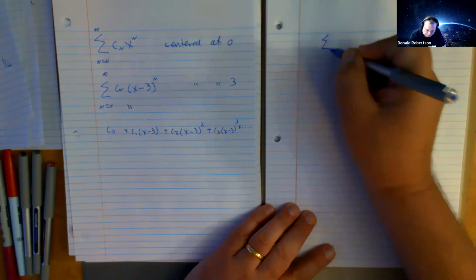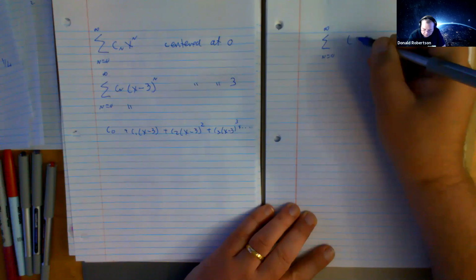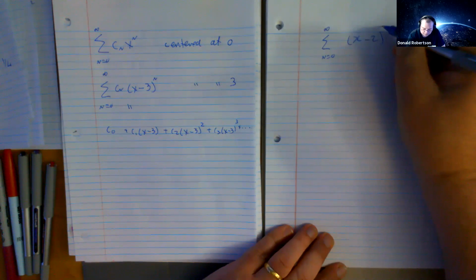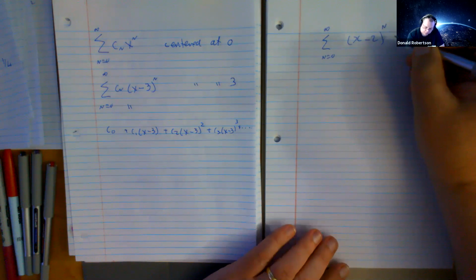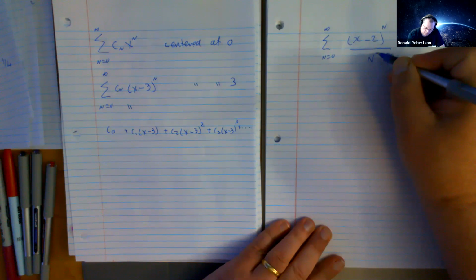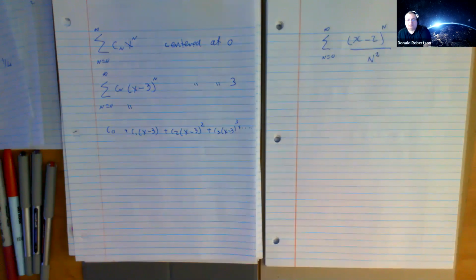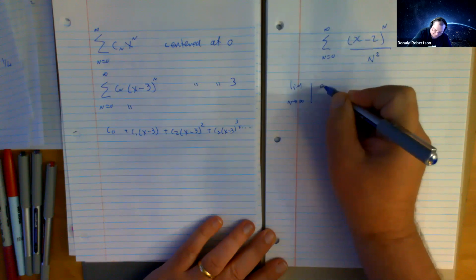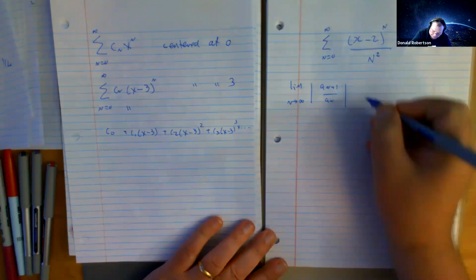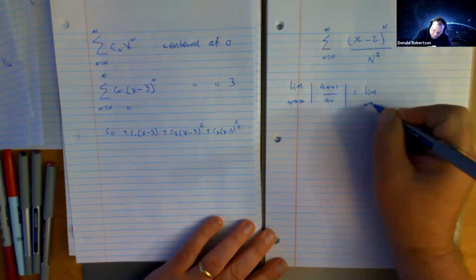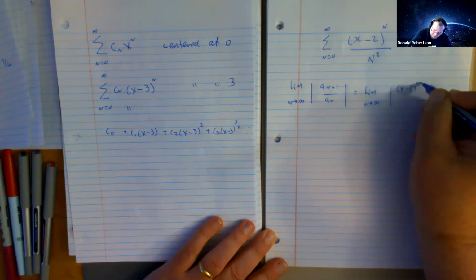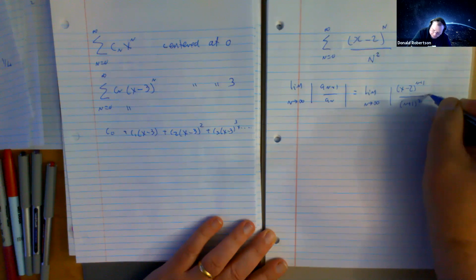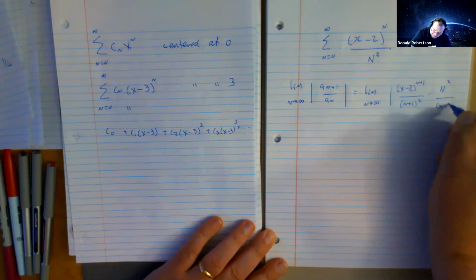So how about this one? Let's look at that one. Nice, easy one to start with. You recognize that as a power series centered at 2. It's got a slightly different look. So we are going to use the same test as before. And this is going to give me, in this case, the limit as n tends to infinity of x minus 2 to the n plus 1 over n plus 1 squared. Then on the top, you have this guy, and then you have this guy.